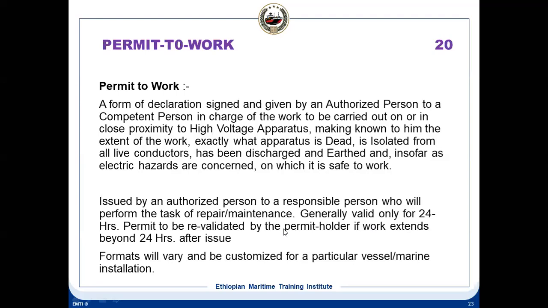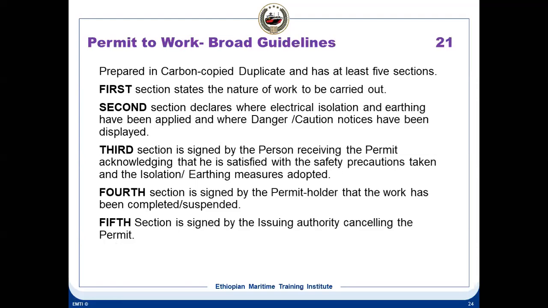A permit to work is to be reevaluated by the permit holder if the work extends beyond 24 hours after issue. So it can be renewed. The format will vary and is customized for a particular vessel or marine installation. You will find onboard ships it depends upon the company, because some companies have a different format. So the permit to work may change. What you see here may not be the same, but almost the contents will be the same if you see the permit to work on other ships also.